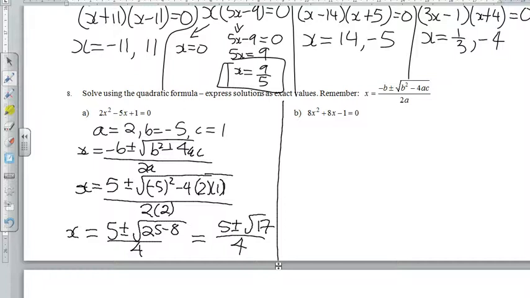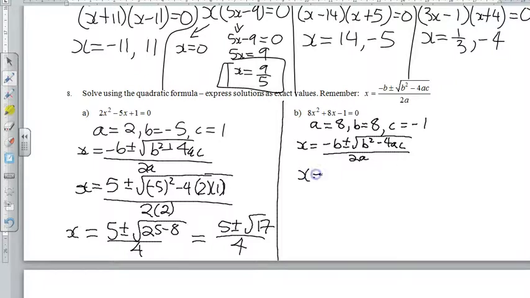8x squared plus 8x minus 1. Okay, same deal. Identify A, B, and C. I don't like this, a negative underneath the radical, because you screwed up. First of all, this one, yeah, you messed up.